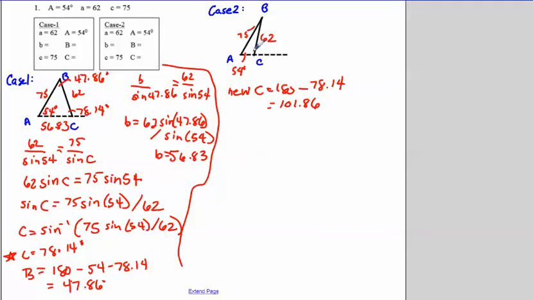Okay, so I have that one, 101.86. And now I need to find my new B. Well, remember also that all of the angles in the triangle have to add up to 180. So new B is going to be 180 minus 101.86 and minus 54. So it should be pretty small. Let's see what that gives us.